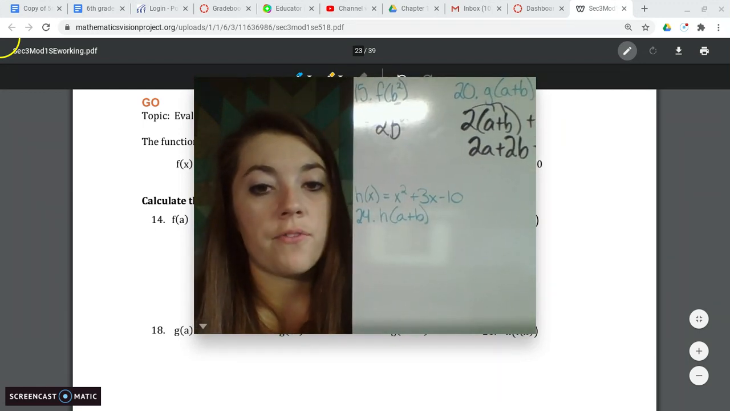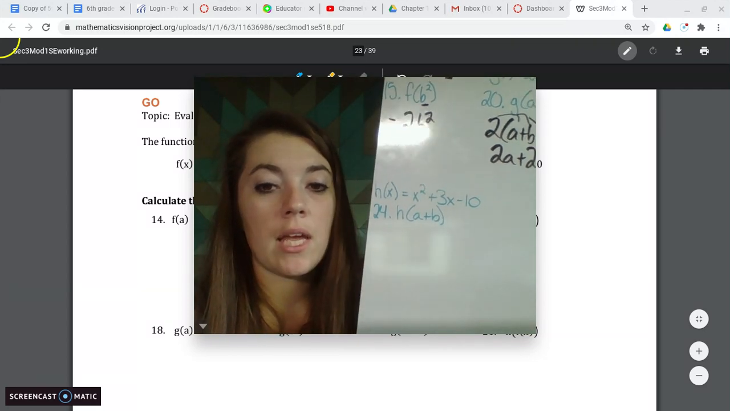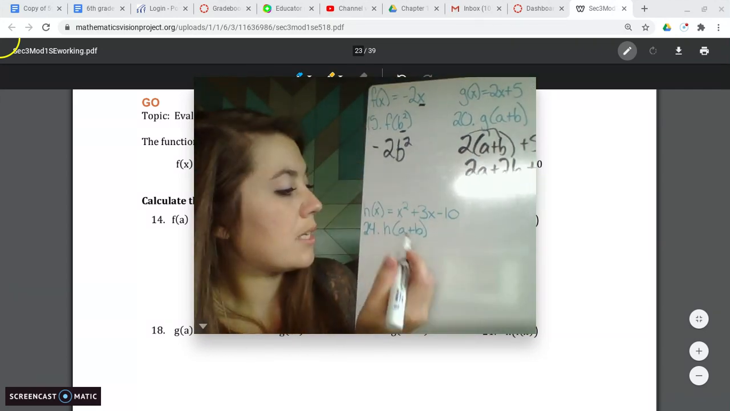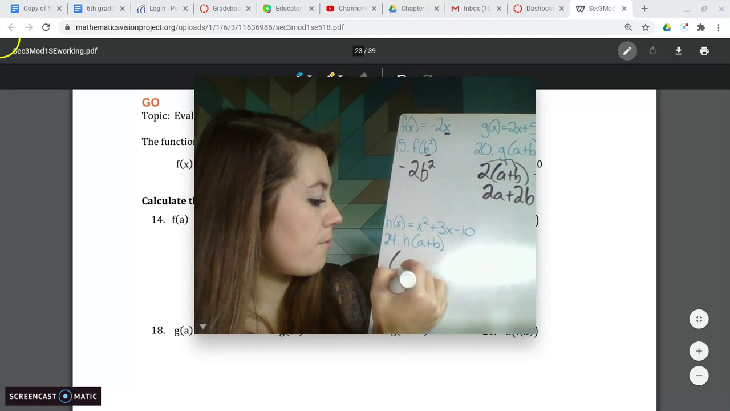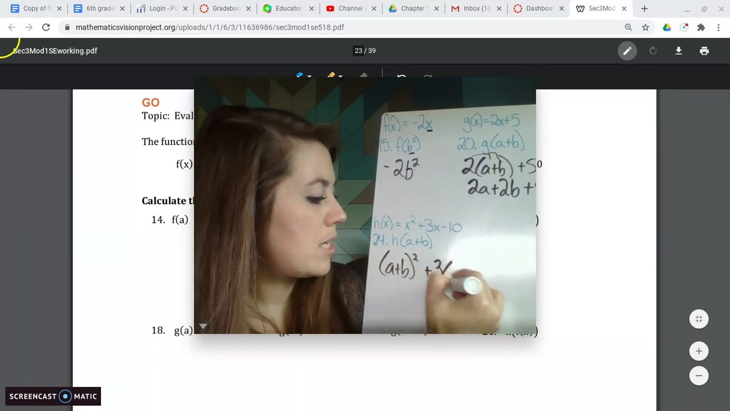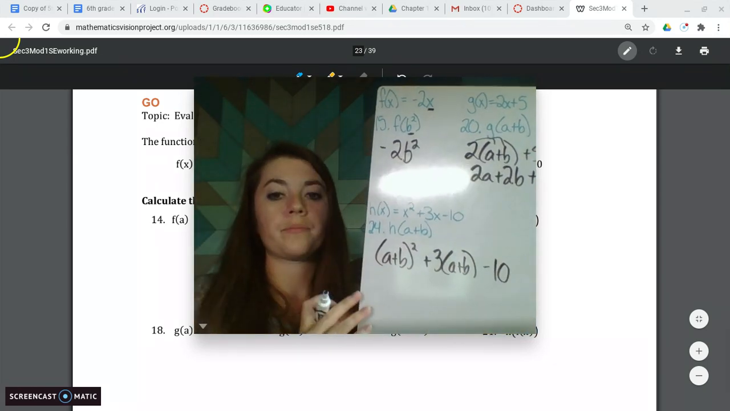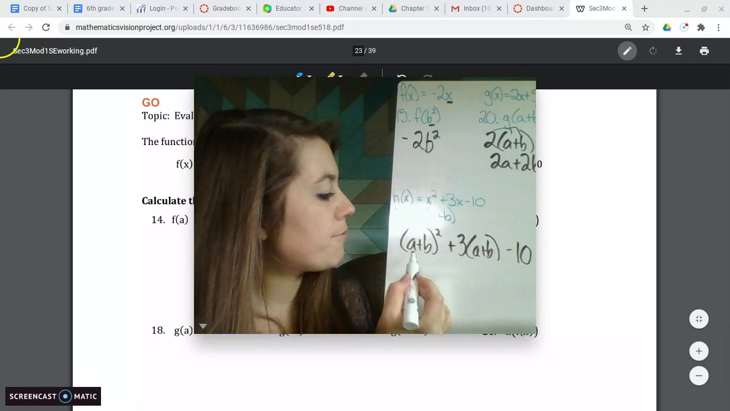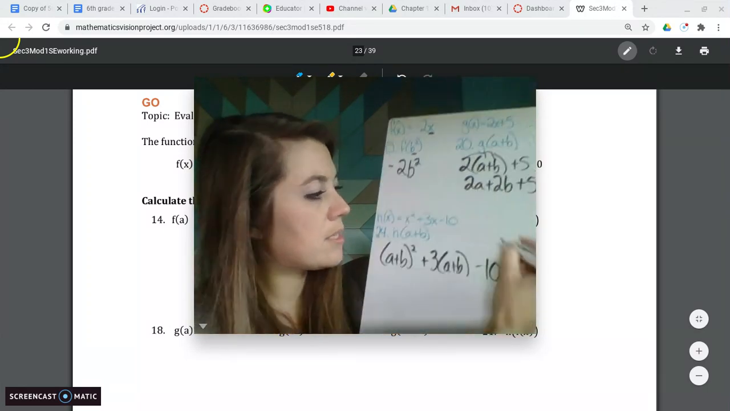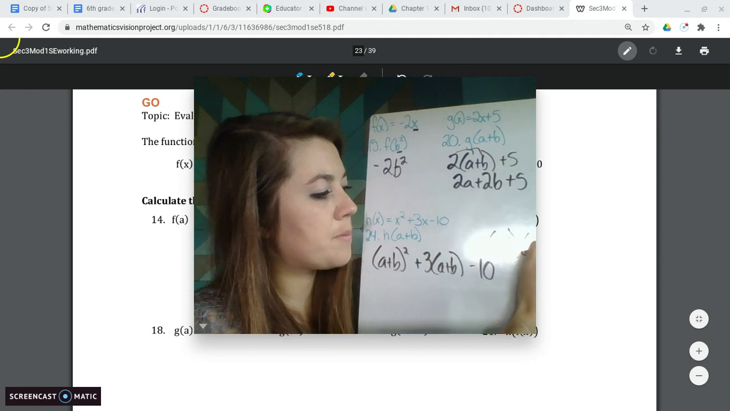Now, the last one is going to be the most complicated. We have h of x equals x squared plus 3x minus 10, and we're plugging in a plus b for x in each case. So we're going to have a plus b squared plus 3 times a plus b minus 10. So now we have to FOIL this right here. So this is the same thing as having a plus b times a plus b.